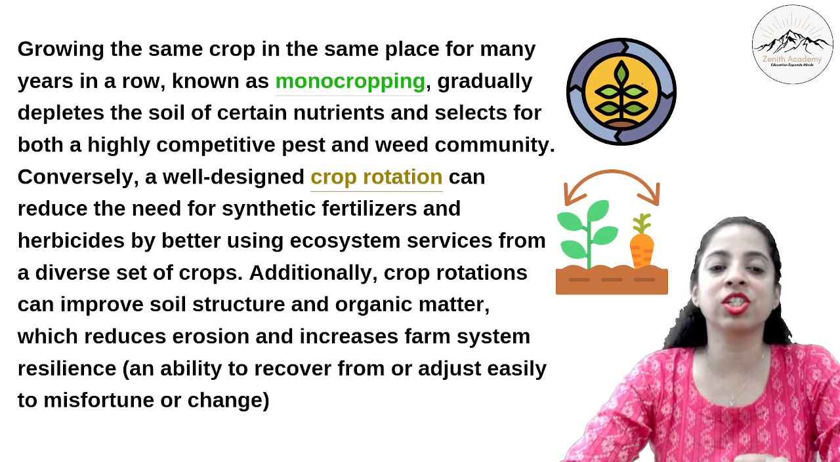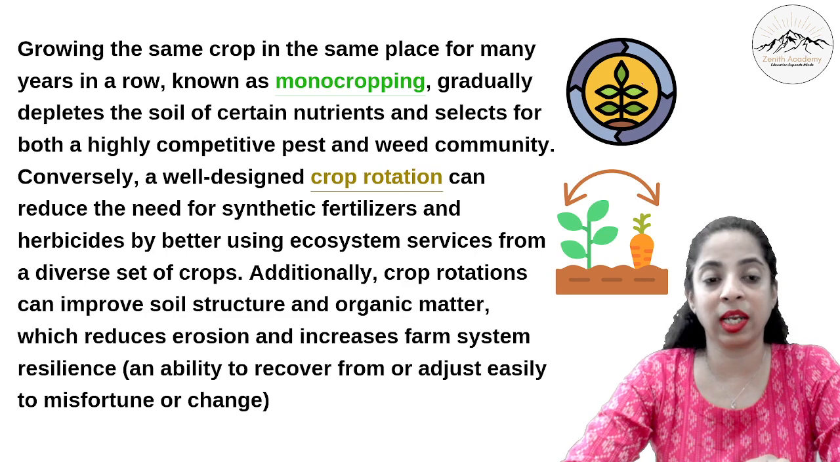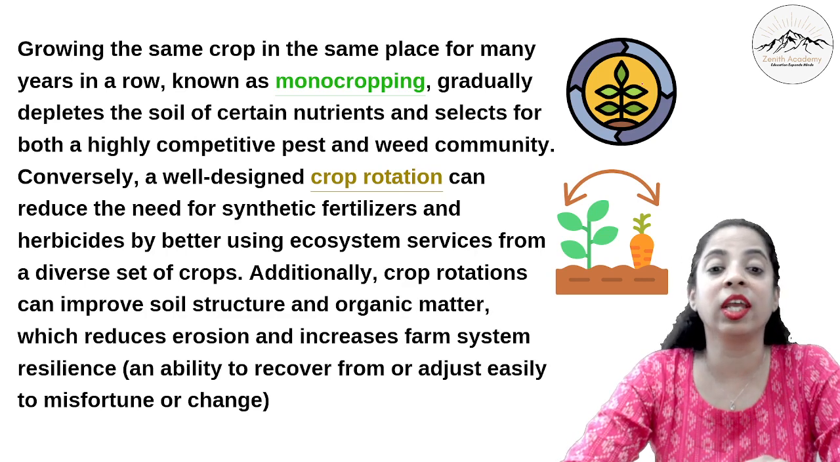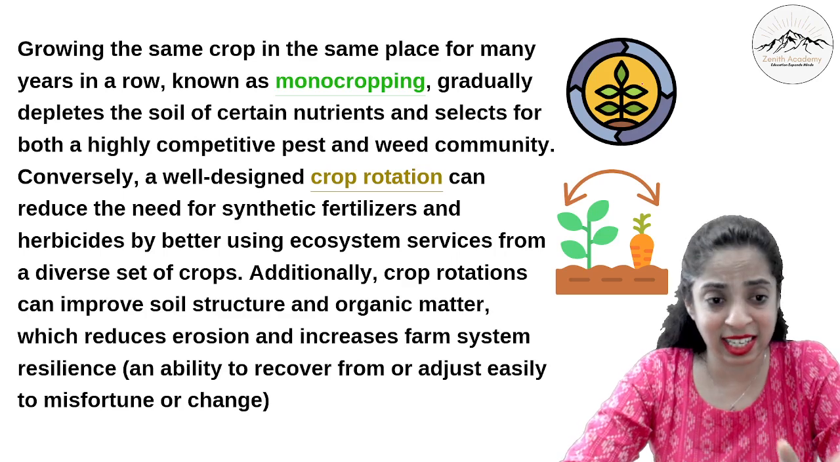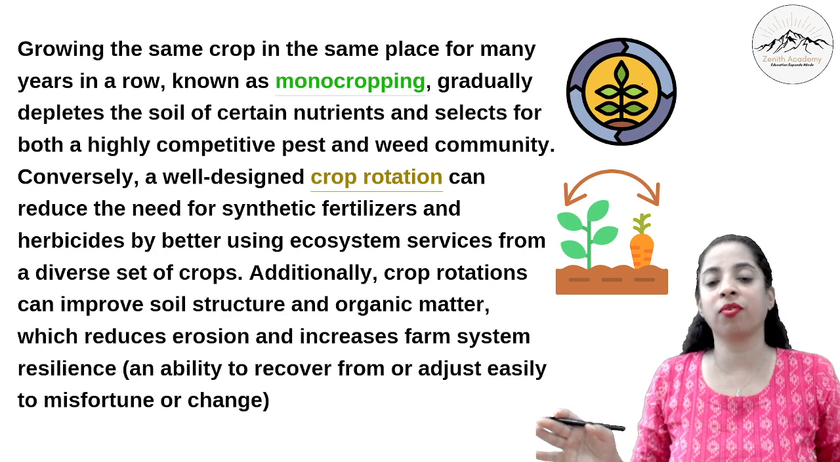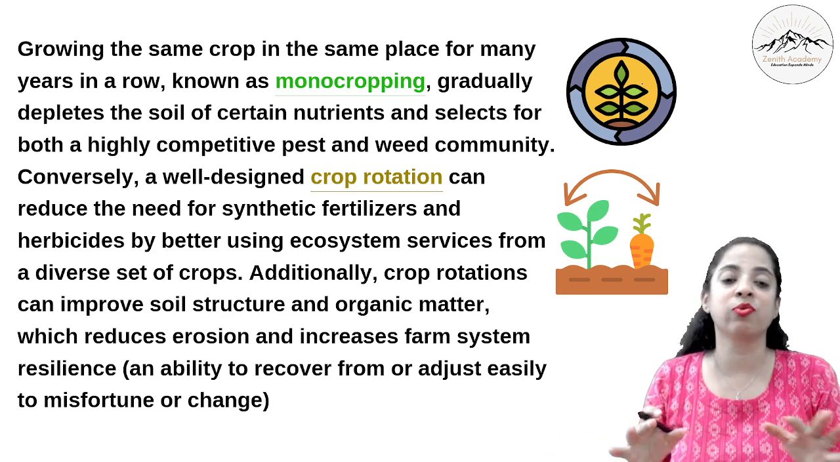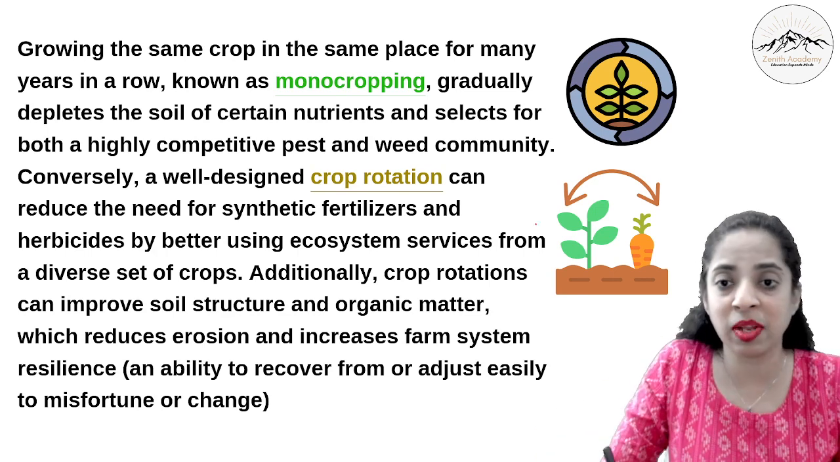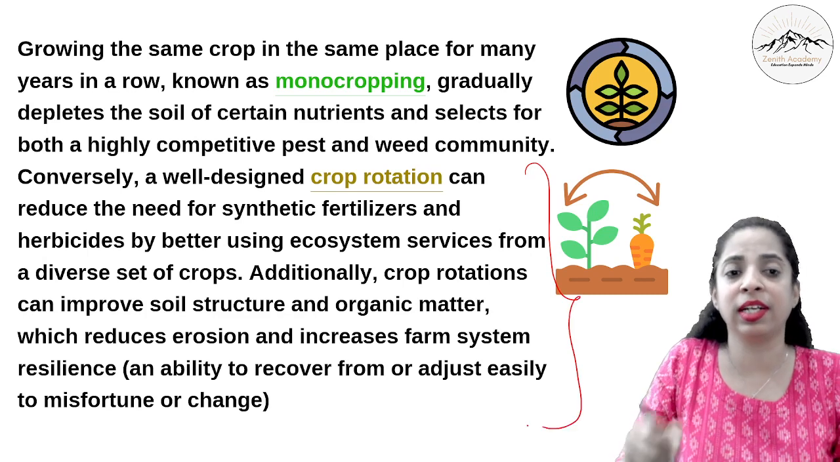Additionally, crop rotations can improve the soil structure and organic matter, which reduces soil erosion, and it increases the farm system resilience. Now what is farm system resilience? The ability to recover from or adjust easily to misfortune or change. So I'll explain this to you in detail.